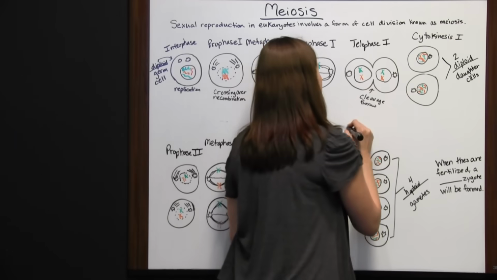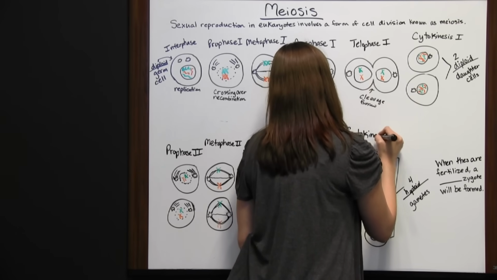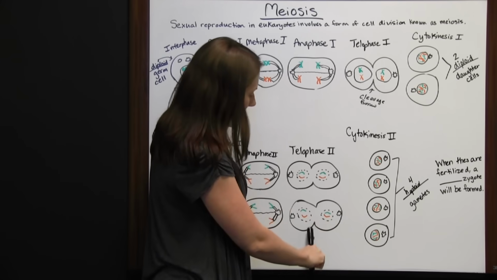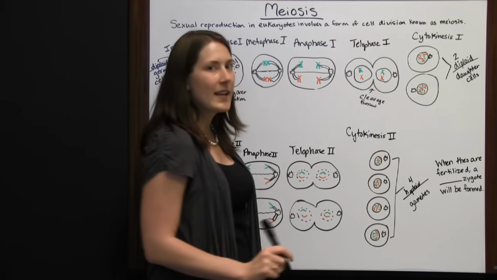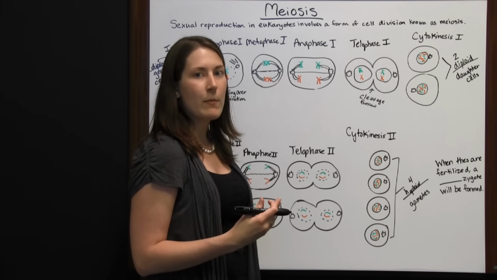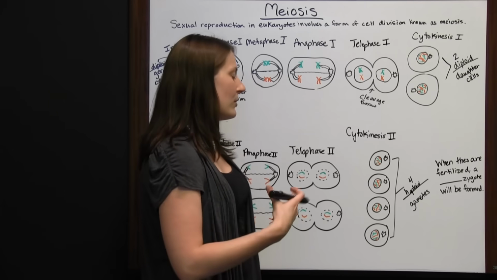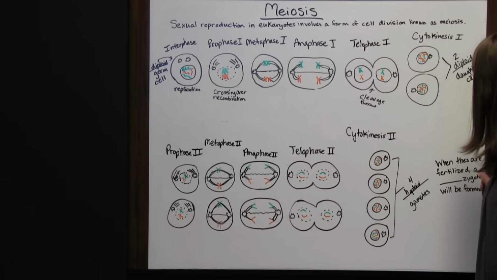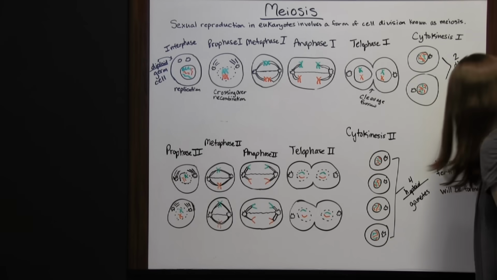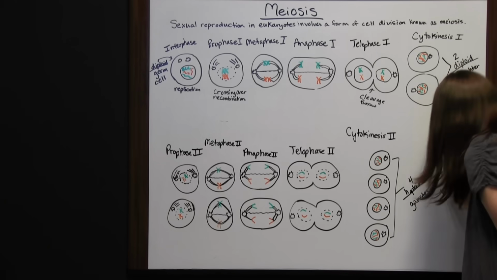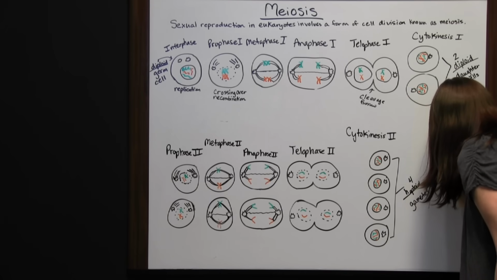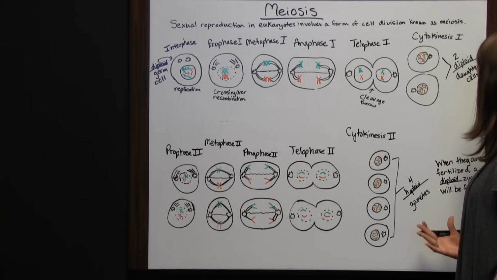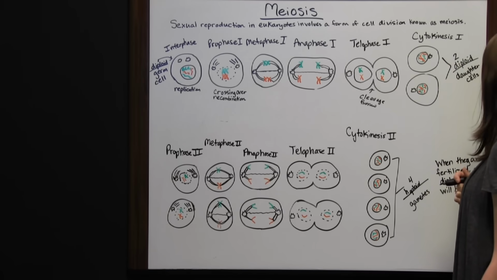And then we go to cytokinesis 2, which is where the cytoplasm divided between these two new cells and these two new cells, and now we've got 4 haploid gametes, which means that they each just have one set of genetic information, and they're going to need a partner to be able to reproduce. So these gametes are going to be ready to be fertilized, and when they are fertilized, a diploid zygote will be formed. So if they are, then they can go on to create a new eukaryotic organism.